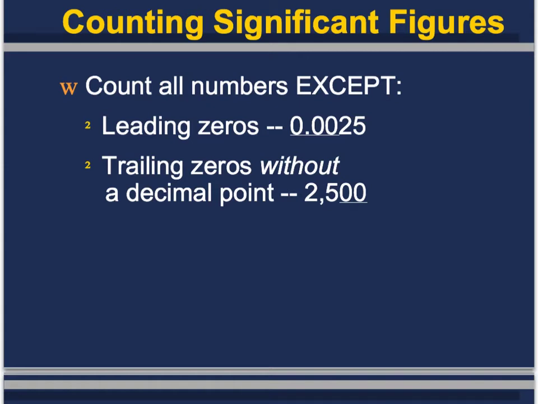So when we count significant figures, we count all the numbers except what we call leading zeros, these zeros that are out in the front. You'll often hear me refer to those as placeholders, as well as trailing zeros, zeros at the back end. Again, I just call these placeholding zeros.